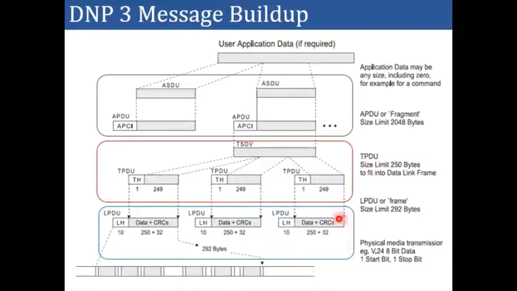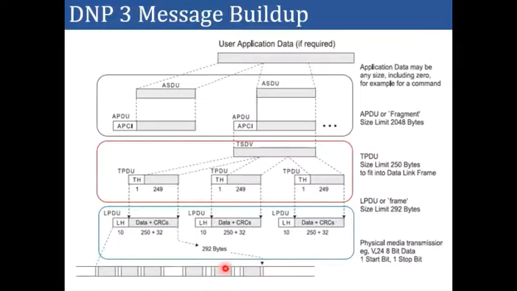So at the link layer, the frame will become a link layer protocol data unit, which has the size of 292 bytes. So 250 bytes of data, that is the transport layer protocol data unit, plus 32 bytes of CRC, that is cyclic redundancy check bytes, and 10 bytes of link layer headers are added. So in this way, the 250 bytes of TPDU will become 292 bytes of LPDU. Now these 292 bytes of LPDU are sent to the physical layer for actual data transmission.